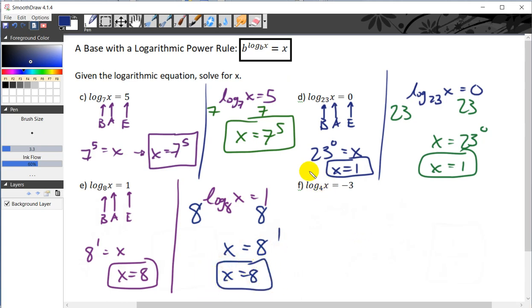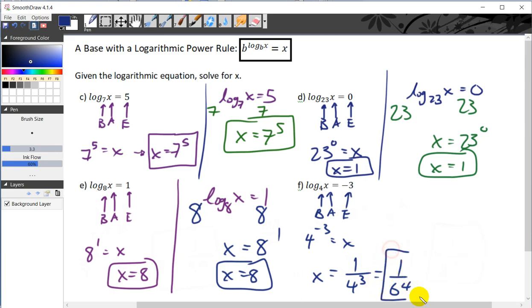Letter F. This is our base, this is our answer, this is our exponent. So what we have is 4 raised to negative 3 equals x. Flip this around: x equals 4 raised to negative 3, which is the same thing as 1 over 4 cubed. If you guys remember, that's how negative exponents work. And 4 times 4 times 4 is 64, so this is 1 over 64. That's how that one works.